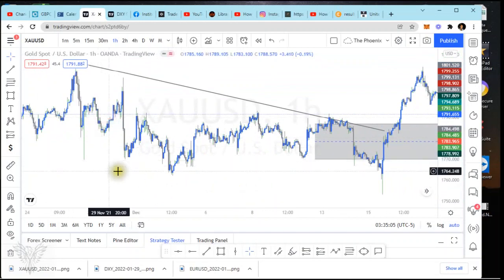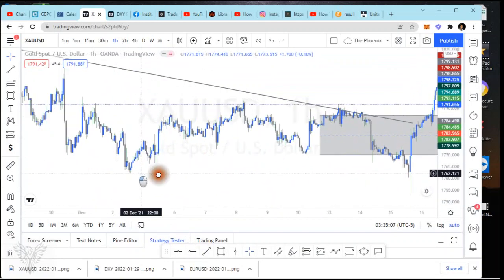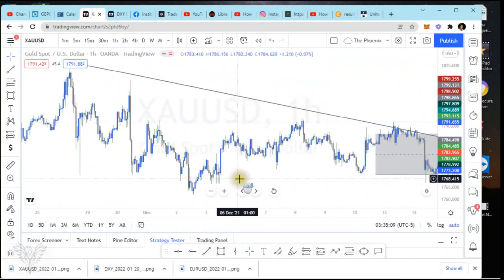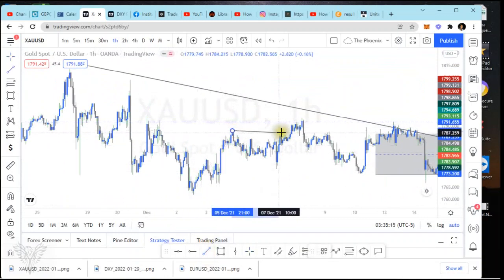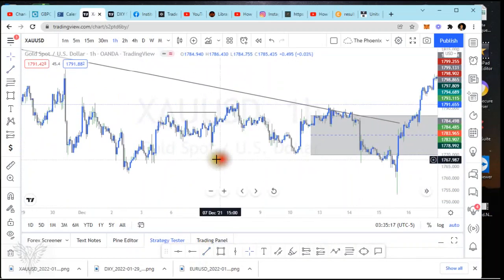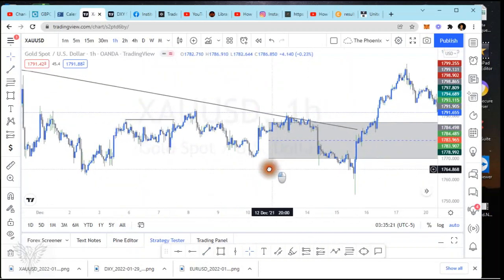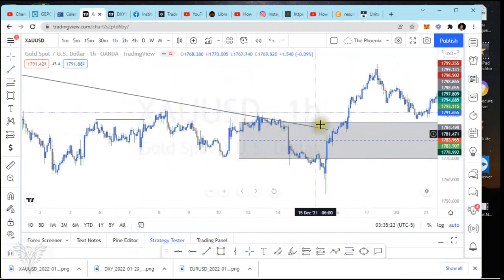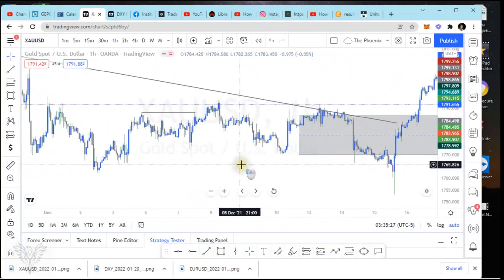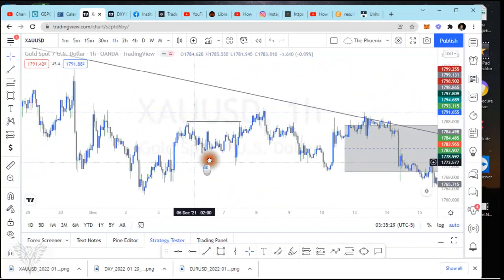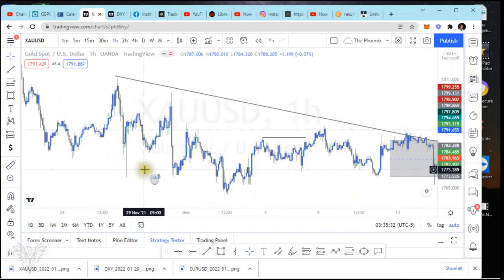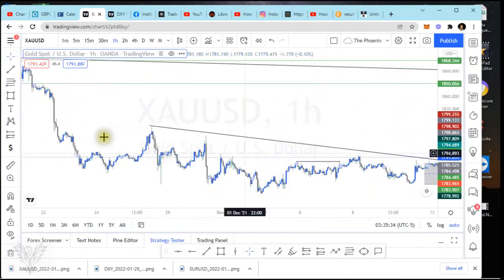All right, so trying to find some double tops. I think this is one. Then you're always going to see trend lines, because price is always going to be either going up or down. So you're always going to be seeing trend lines. What else can I show you? So you have the double tops.